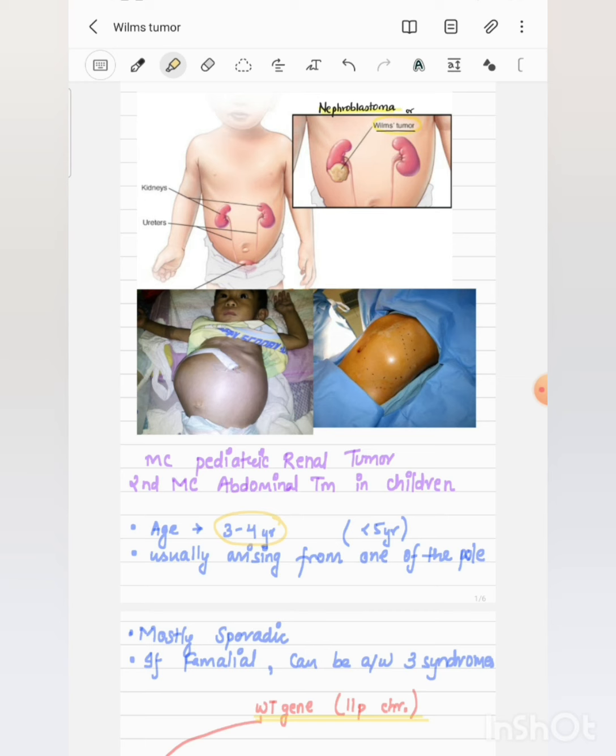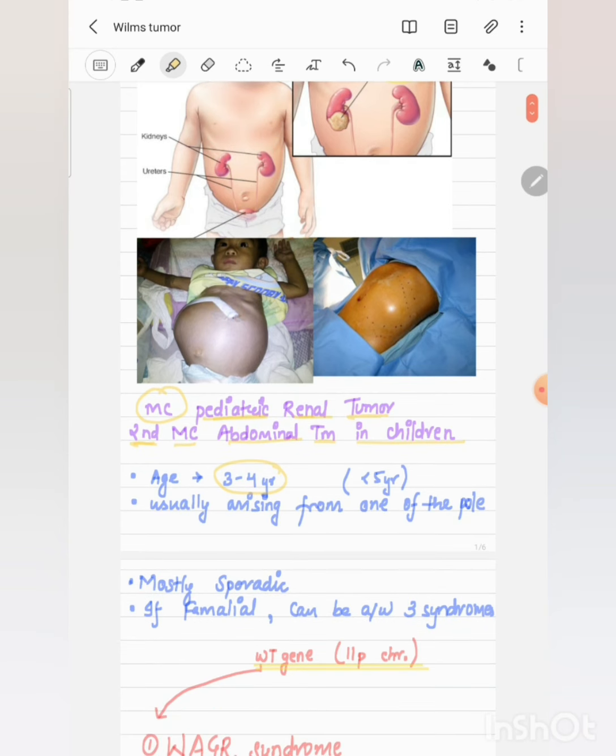Here I am taking the topic of Wilms tumor, nephroblastoma, which is the most common pediatric renal tumor, or the second most common abdominal tumor in children, the first one being neuroblastoma. So it should be differentiated from neuroblastoma because both of them present as an abdominal mass.